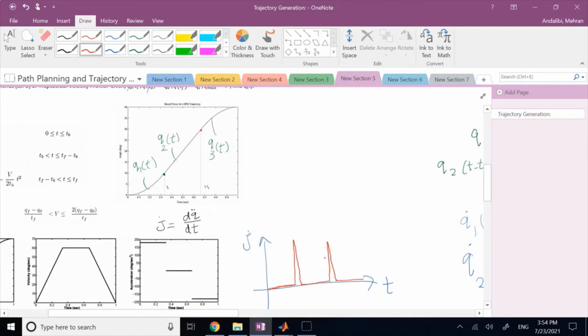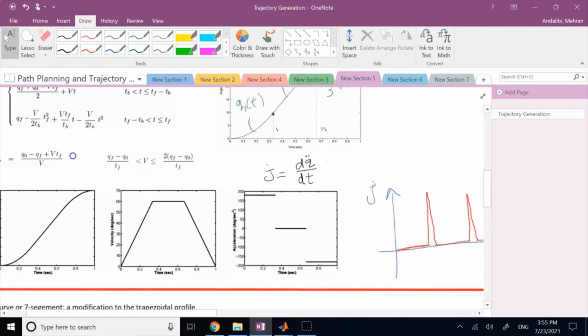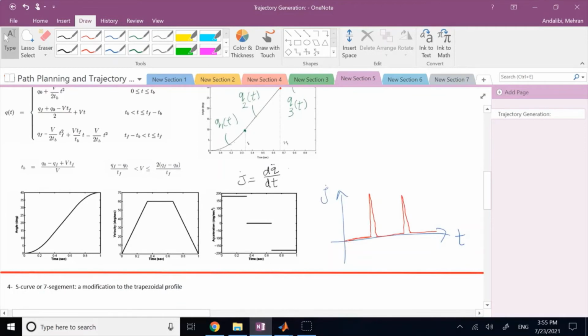And these are kind of like impacts that are acting on the actuator and on the links of the robot, and those are going to affect the useful life of the robot, and they are going to make the motion non-smooth in general. You see jerky kind of behavior. So large jerks is not a good idea.